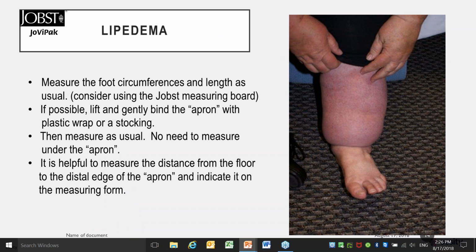Okay, now if we have a patient that has lipedema or lymphedema, let's measure that foot circumference and length as usual. Consider using the JOBST measuring board. If possible, lift and gently bind the apron with a plastic wrap or a stocking. Then measure as usual. There's no need to measure under that apron. It is, however, helpful to measure the distance from the floor to the distal edge of that apron and indicate it on the measuring form, even just a firm, straight across line on the ordering form indicating bottom of apron.